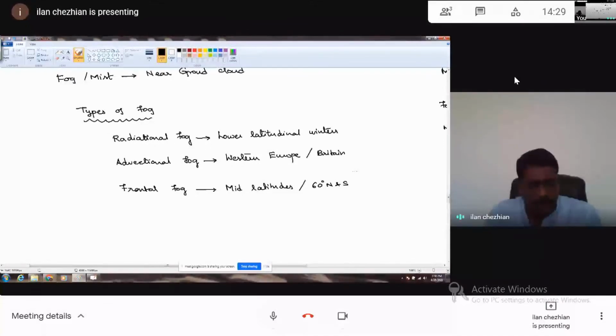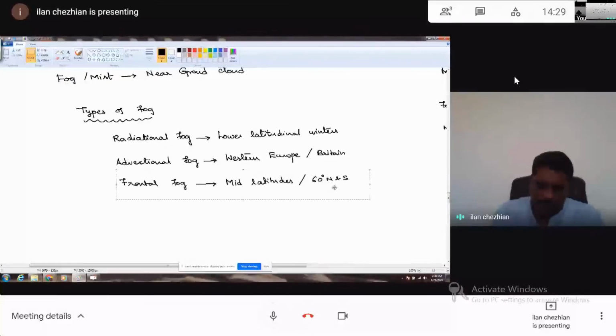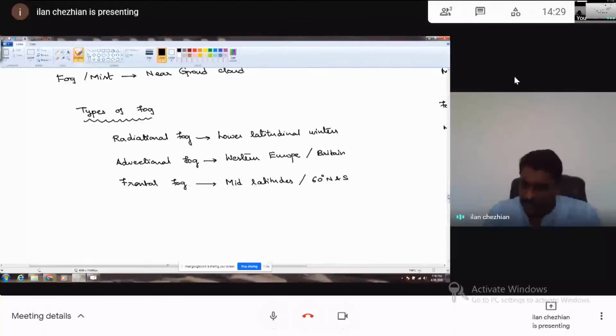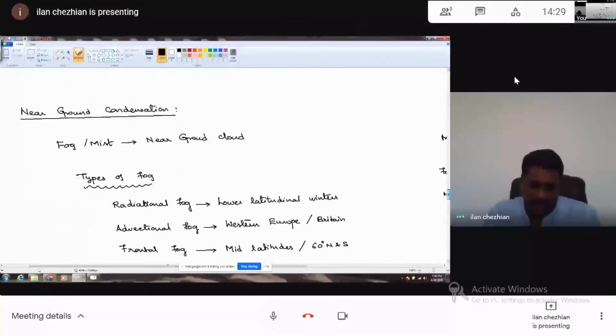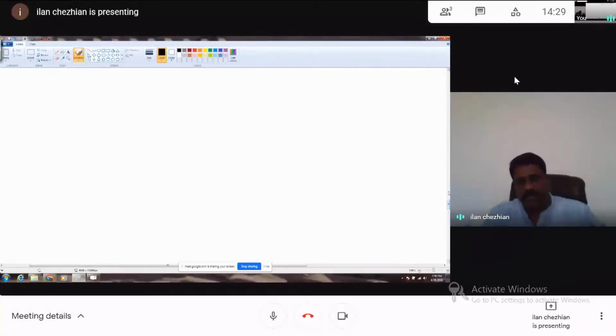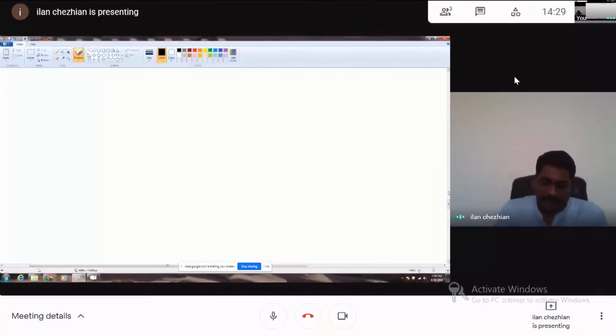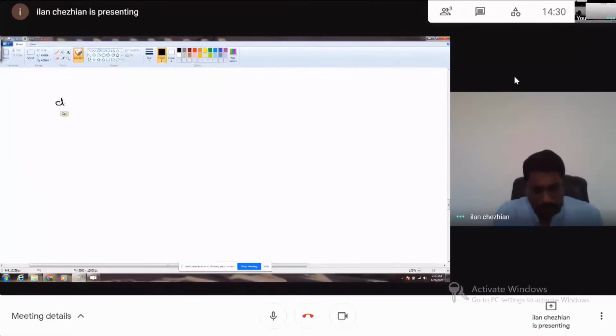frontal fog. All right. We know only these 3 types of fog, and where exactly each is prevalent, that is fine enough. So we have taken on-ground condensation, near-ground condensation. And my friend, the most important one is atmospheric condensation. This atmospheric condensation, we call it what? Cloud. We call it cloud.